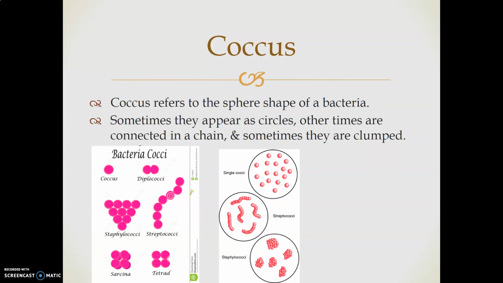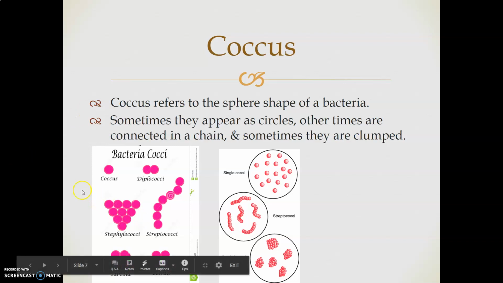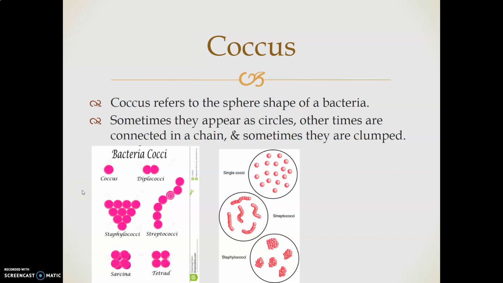Second shape is coccus. That refers to the sphere shape of the bacteria. They can appear as circles. They can be individual, they can be connected in chains, and sometimes they can be in large clumps together. You're not going to need to really know specifically the shapes. I'm not going to test you on what a sarcina is.